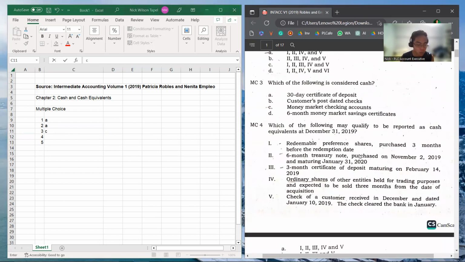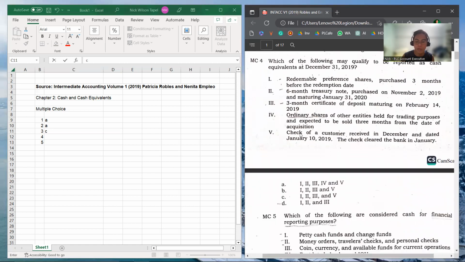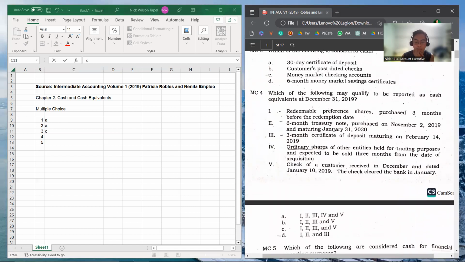Number 4, which of the following may qualify to be reported as cash equivalents at December 31, 2019? So number 1, I'm going to read this first before we answer. Number 1 is redeemable preference shares purchased 3 months before the redemption date. So 3 months before the redemption date, it is considered as cash equivalent.